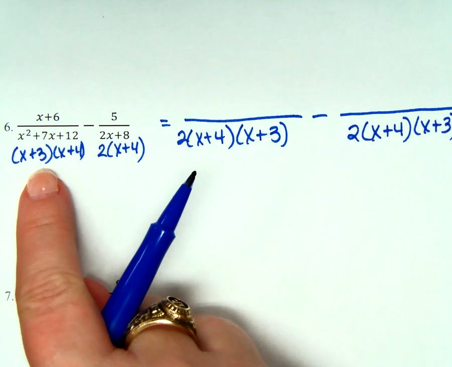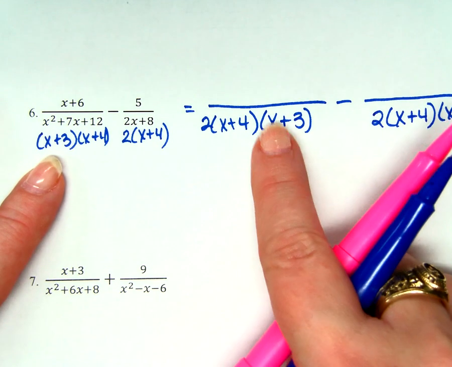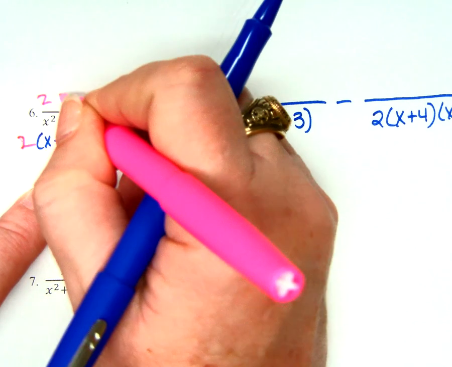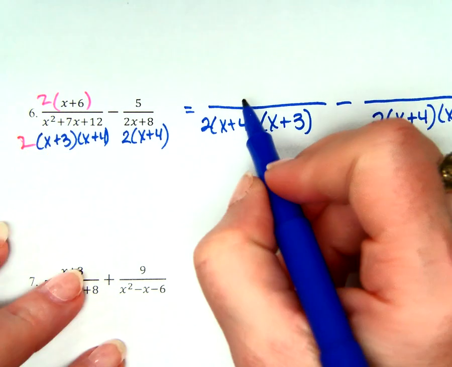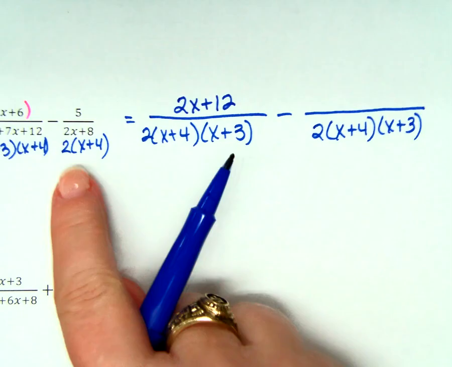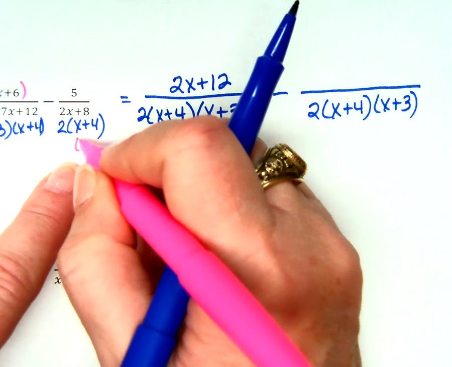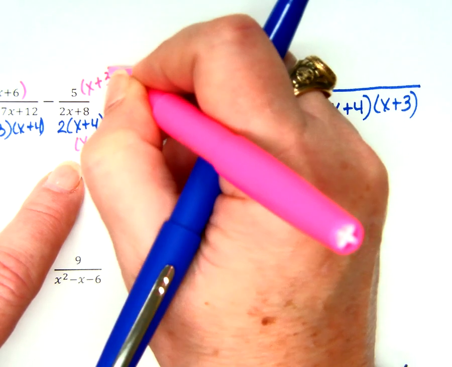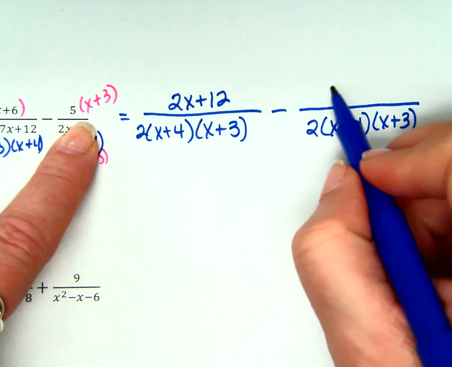Okay? All right, so what does this denominator need to get to here? A 2. So if I multiply the denominator by it, I have to multiply the numerator by it, right? What is our new numerator for the first fraction? Perfect. What does this one need to get from here to here? An x plus 3, right? If I multiply the denominator by it, I have to multiply the numerator by it. What does this new numerator become?